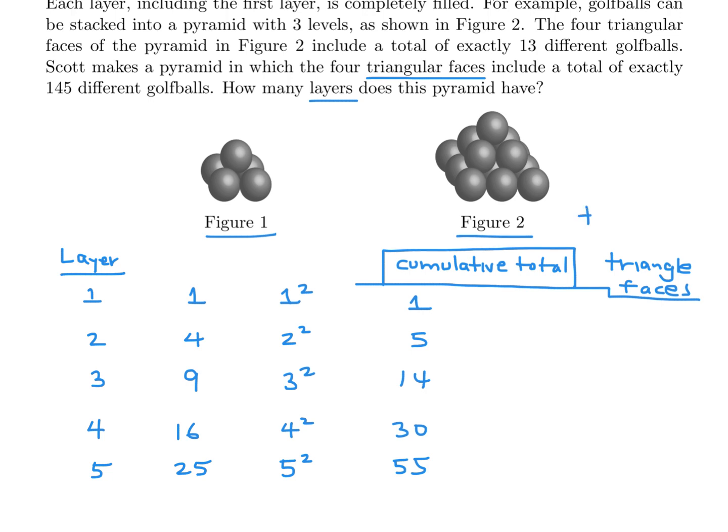So I guess this should have been triangular faces. And that is not cumulative total, interestingly. It's tempting to think that it is, but it's not. Let's talk about it. So let's just look at this one here, that figure. This is a triangular face, right? And that triangular face, you can count, has 1, 2, 3, 4, 5, 6. 6 golf balls.